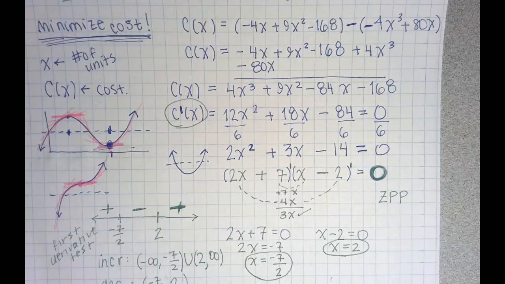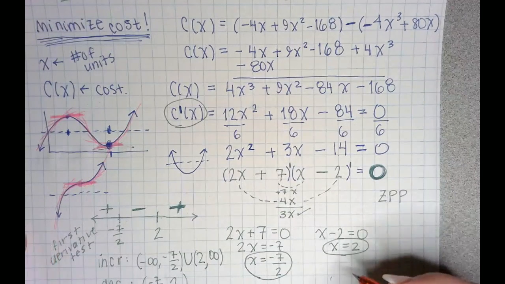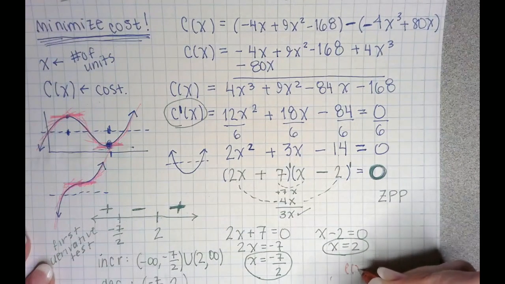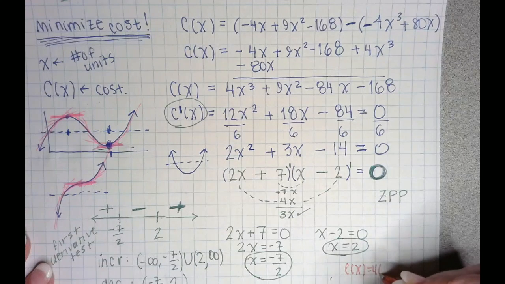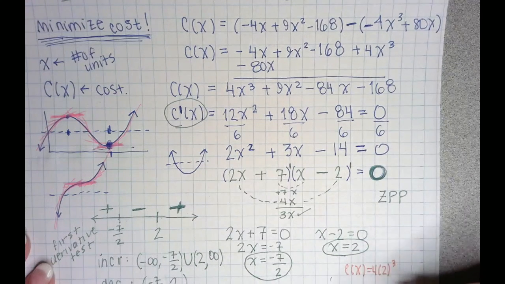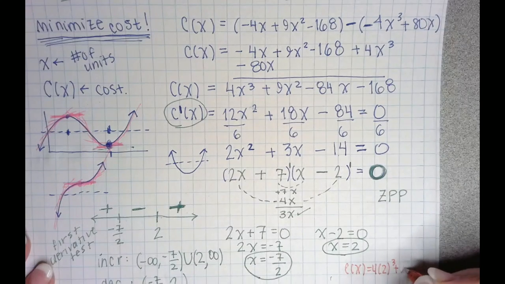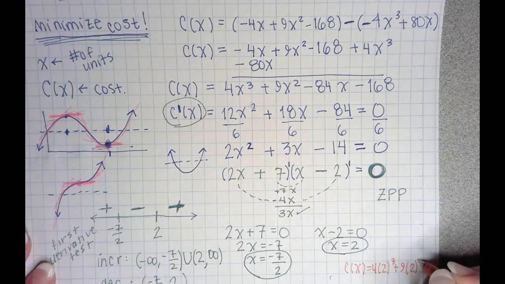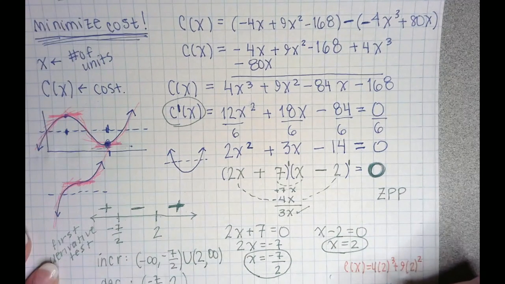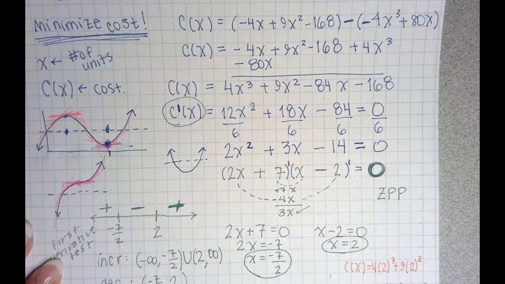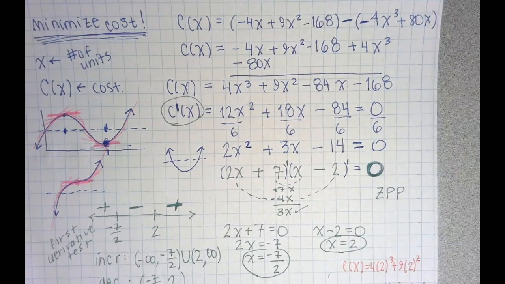So over here, we have this thing called function notation. It's super helpful because it helps us stay organized. You know which function you plug things into. So c of x equals 4 times 2 to the 3rd, plus 9 times 2 to the 2nd, minus 84 times 2, minus 168. All right. Oh, well, there's my issue.